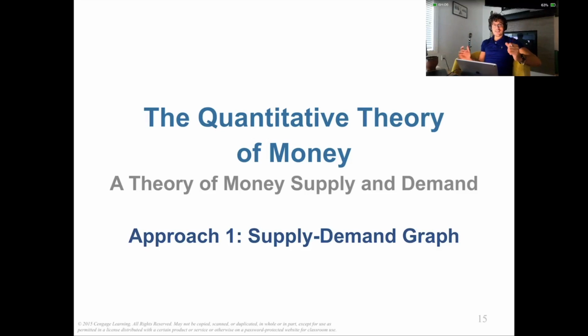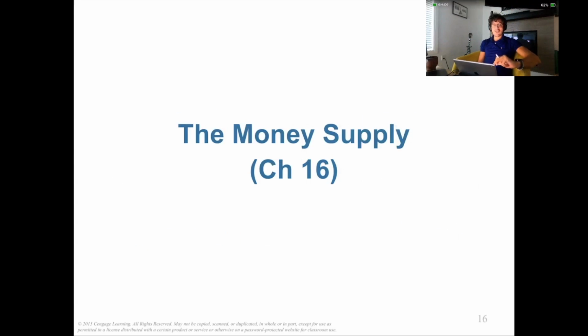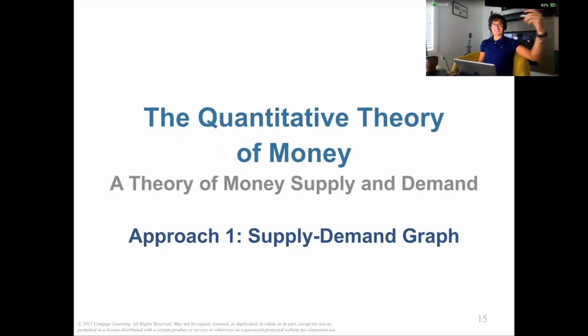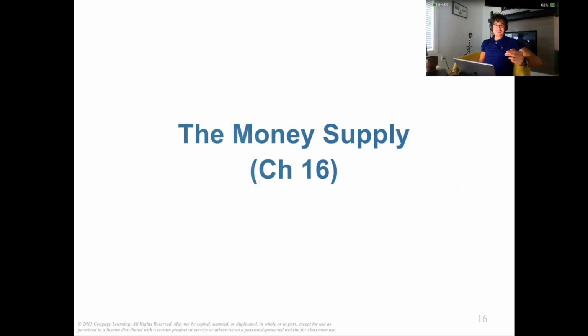So now that we know how to measure the value of money, and also how to measure the quantity of money, we have seen this in chapter 16, where we discussed the money supply, M1, M2, and how to measure the money supply. Well, we have all the pieces in order to discuss the quantitative theory of money. So the theory of money demand and money supply. Now, in terms of the money supply, we can refer to chapter 16.